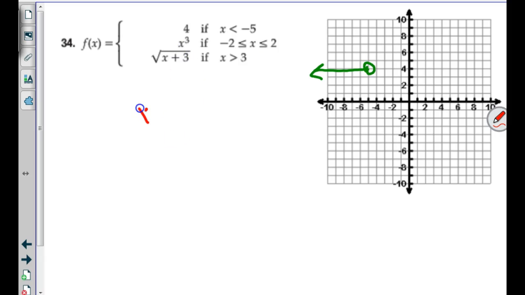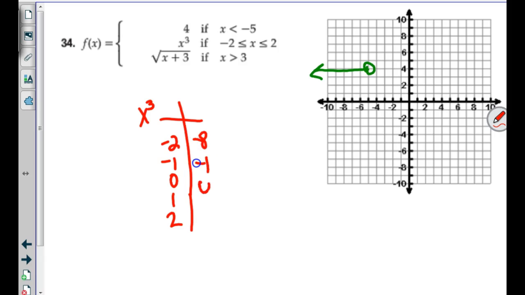All right, the second piece is an x cubed, and it goes from -2 to +2. Anybody cube those numbers for me? -2 times -2 times -2 is? -8. -1 times -1 times -1? 0, 1, and 8. So, -2, -8. These are both solid, right? This graph has a big jump, doesn't it? -1, -1, 0, 0, 2, 1, 1, just kidding, 2, 8.